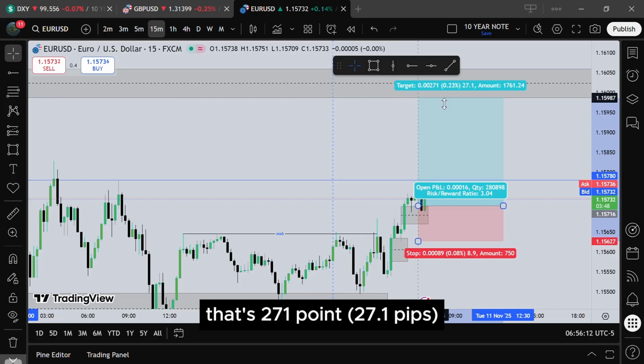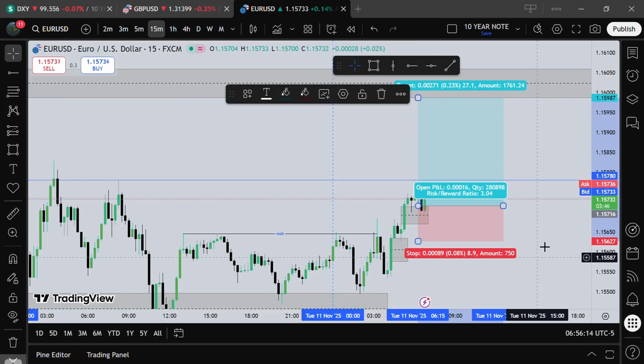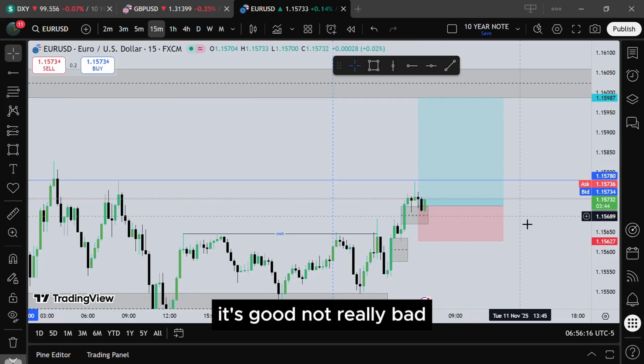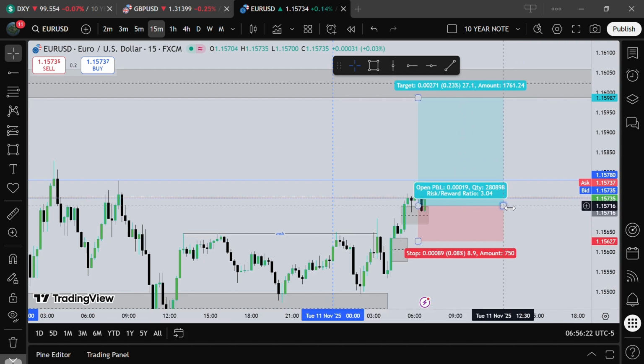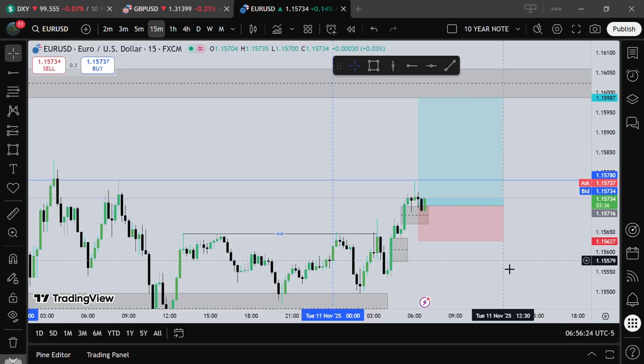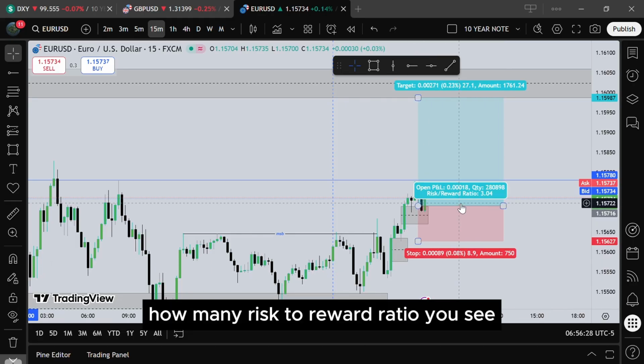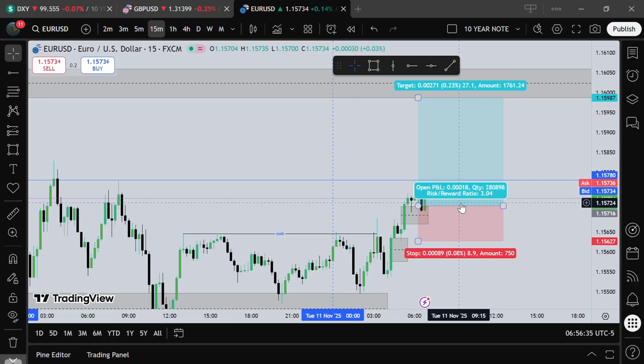That's 271 points. It's good, not really bad. So let's see how it goes. And it's very simple. You don't have to stress yourself about anything. Just leave it, let it run. What's the risk to reward ratio? You see, that's a 1:3 reward ratio. 1:3.